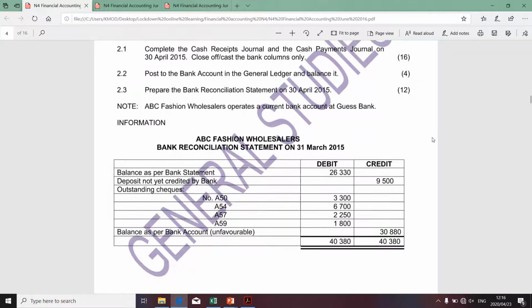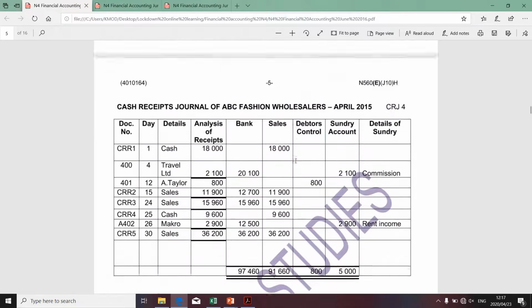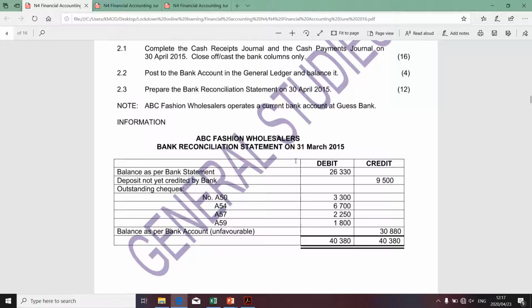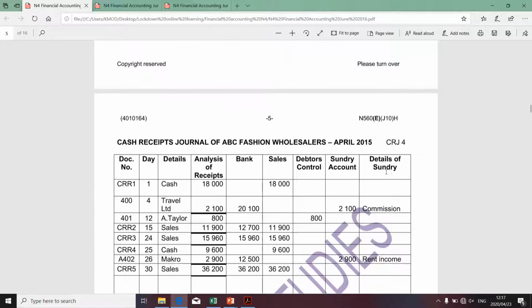The next thing that I'm going to do, remember you can employ any technique that is effective. I recommend that we do a comparison of the bank reconciliation statement of the last month with the bank statement. And we're solely going to focus on the credit side because we want to determine amounts that will be taken into account in the preparation of the cash receipt journal.